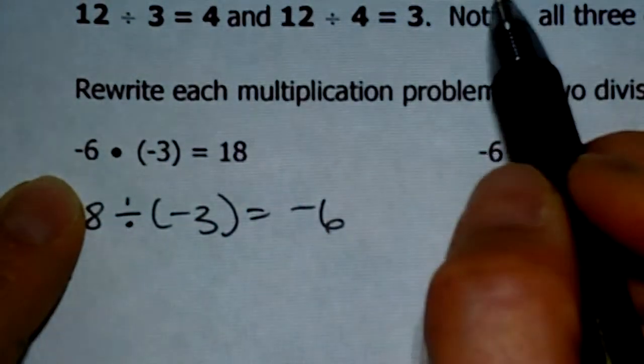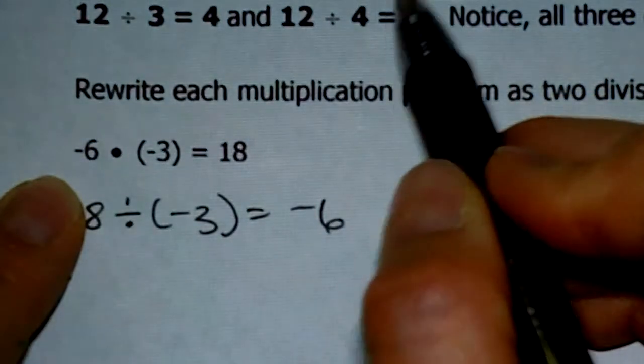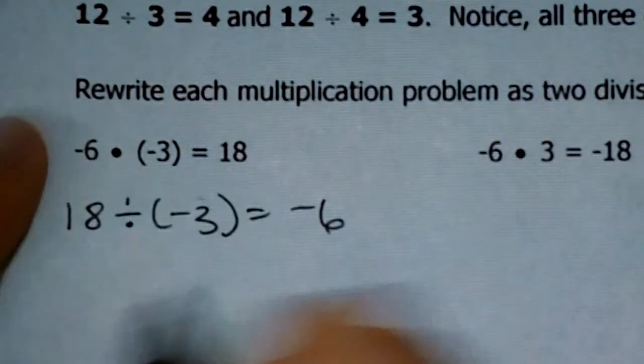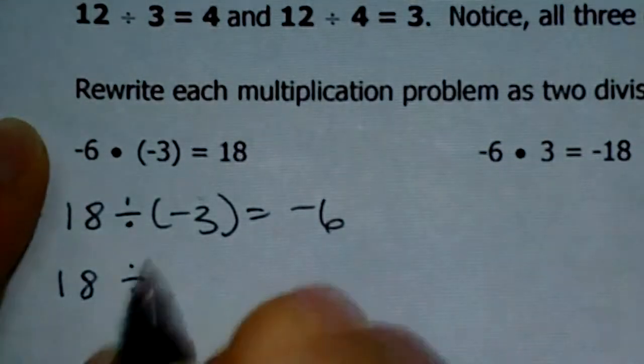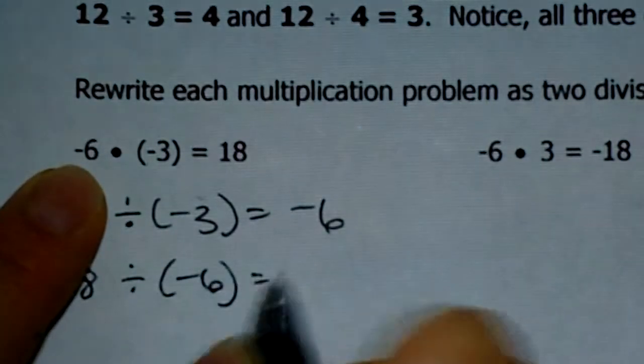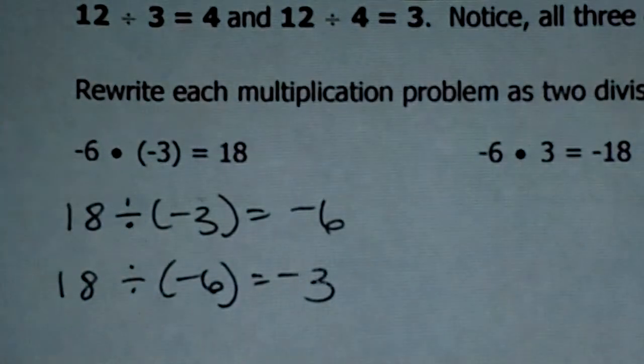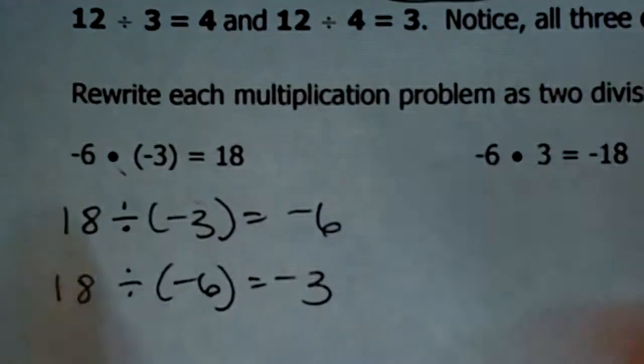This also means that 12 divided by 4 is 3. So that means that 18 divided by negative 6 would be negative 3. So we changed nothing about the digits, we just rewrote this. The same would be true for this next one. So in this one I was multiplying the two negatives.